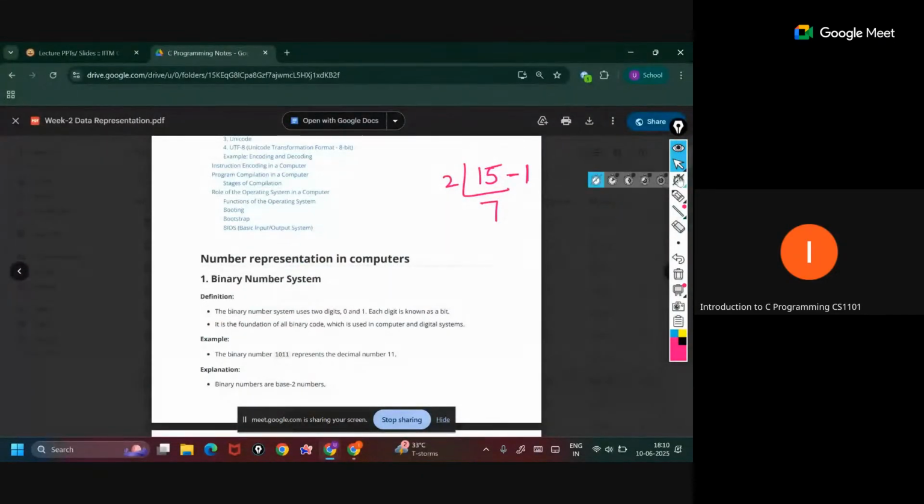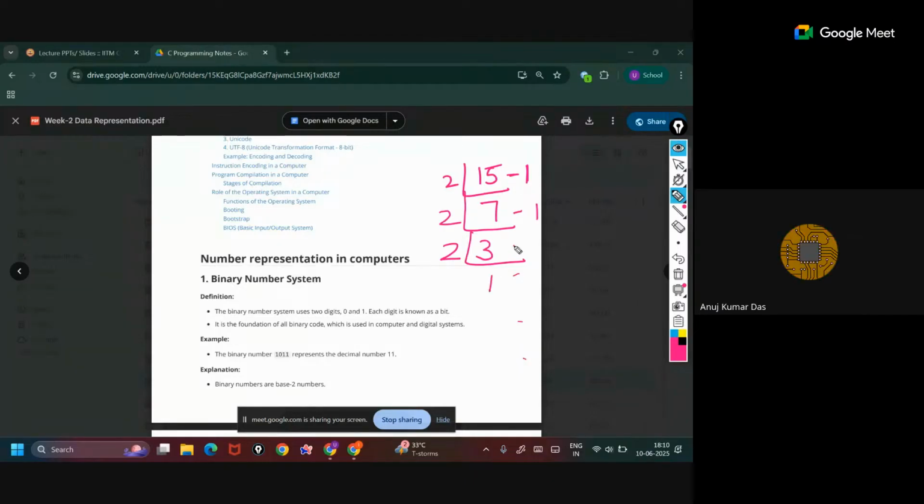And here I have 15. So 15 divided by 2, what is the quotient? 7. And what is the remainder? It is 1. Similarly, again I'm dividing 7 by 2. What is the quotient? What is the remainder? Quotient 3, remainder 1. Again divided by 2, quotient is 1, remainder is 1. Then 1 divided by 2, remainder is 1. You have to write from the bottom to top approach, nothing but 1, 1, 1, 1.